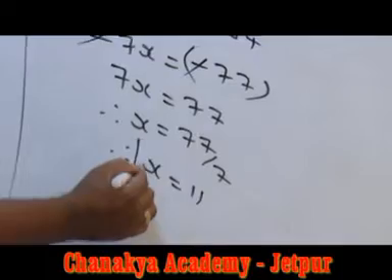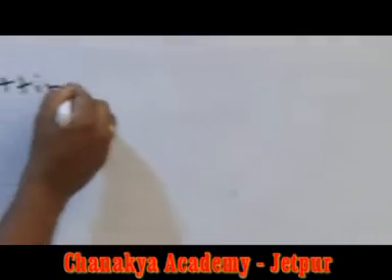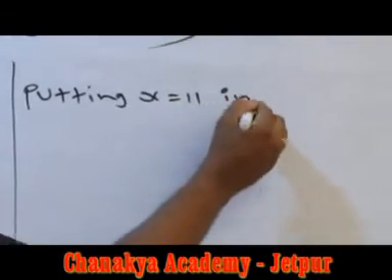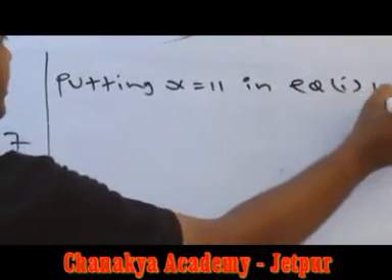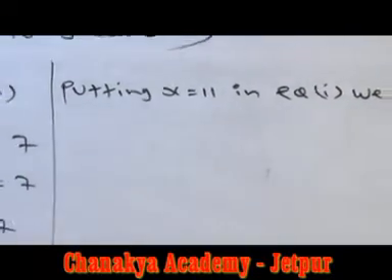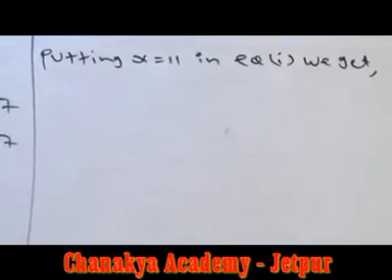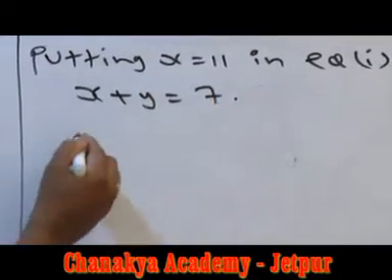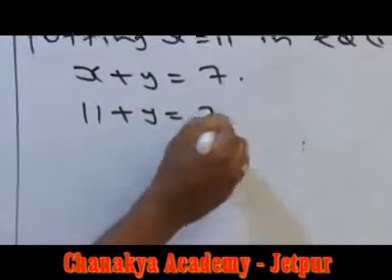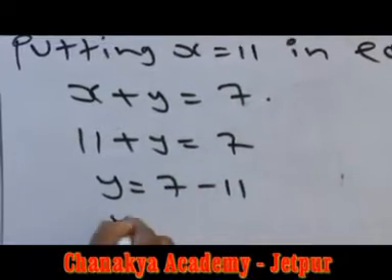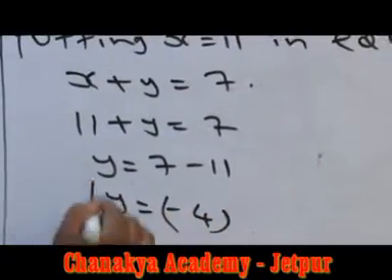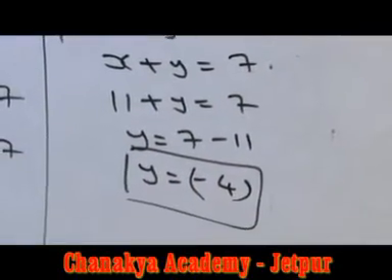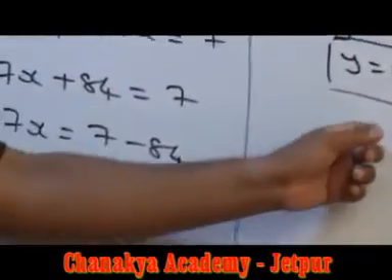equal to 11. Okay students, now putting the value of x equal to 11 in equation number 1, we get. Now student, what is our equation number 1? X plus y equal to 7. Here the value of x is 11, 11 plus y equal to 7, y equal to 7 minus 11, y equal to minus 4. Okay, we have achieved both the values of x and y. The value of x is 11, value of y is minus 4.